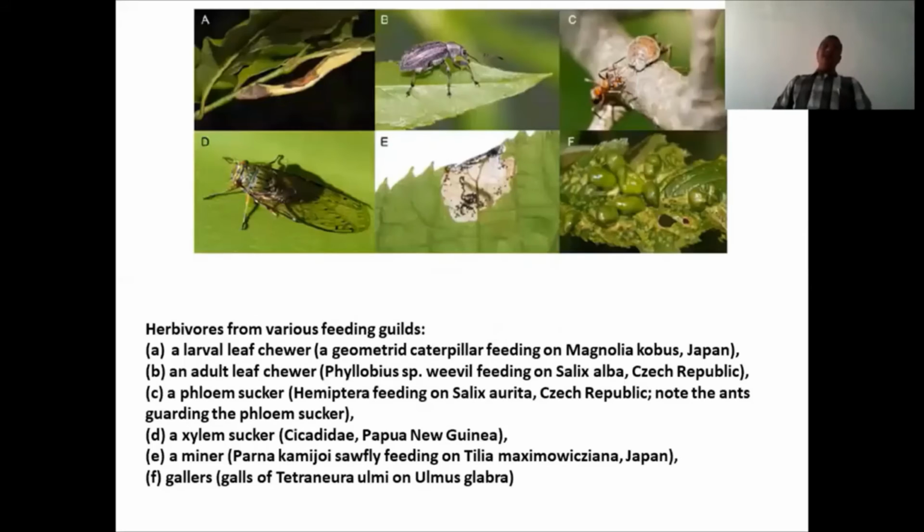So these are some of the pictures of the insects. These are some of the harmful insects, herbivores, which are going to attack the plants. These insects are from different countries like Czech Republic, Japan, again Czech Republic, then New Guinea, Japan, like this from different countries. These are particularly the insects which are going to attack the plants.